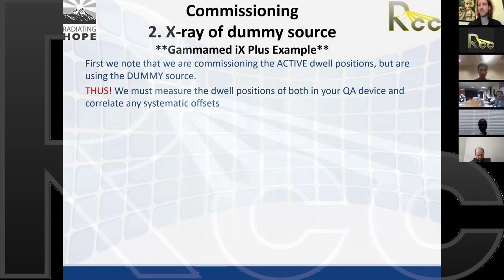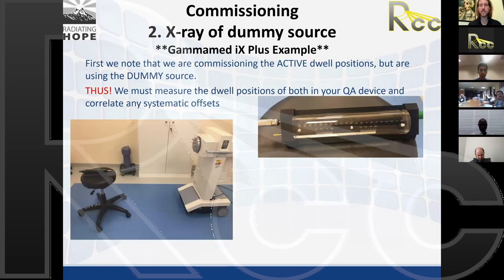Okay, that's very important. So I've set up my daily QA device. You may have a different one, but the process is the same. Notice I've got a straight transfer tube, as I do with all of my measurements.